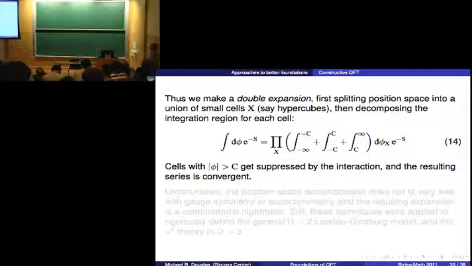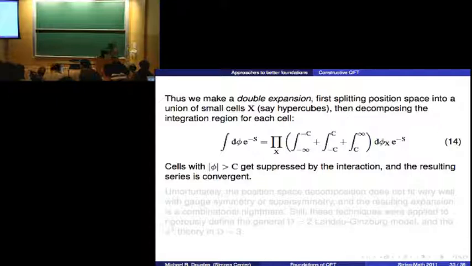But now let's overlay on that some sort of a decomposition of position space into a lattice, in the sense that we've cut it up into some collection of hypercubes, the cells of a lattice. And then within each of those hypercubes, we're going to do this kind of decomposition of the integration over the field. And so wherever we see the field getting large, we now apply this argument that says that actually the interaction is just totally killing that contribution. And then this works, actually.